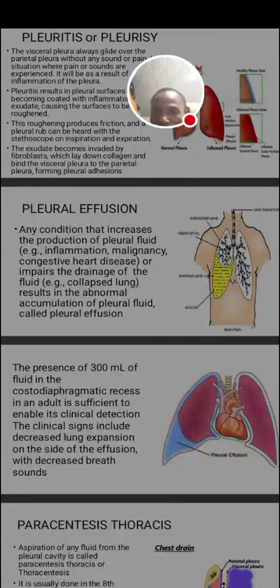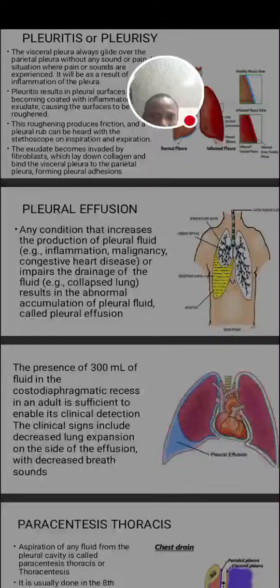Pleural effusion is when there is an increase in pleural fluid. Okay, 5 to 10 ml is okay, but once it increases to 300 ml, it's a concern. That's pleural effusion.